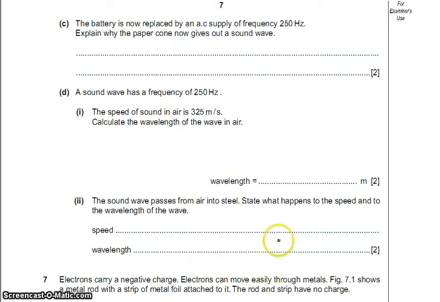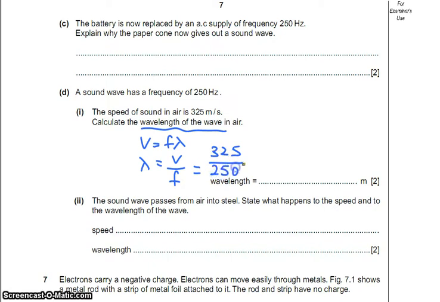Okay, now we go on to part D of the questions, and you are asked to find the wavelength of the waves. The formula that we're going to use is V is equal to F lambda, and in this case lambda will be equal to V over F. V is given as 325 and F is 250, so the wavelength will be 1.30 meter, and now it's 3 sig fig. Because this is 3 sig fig, and this is 3 sig fig, the final answer is 3 sig fig.